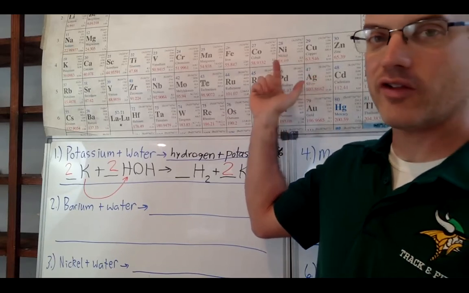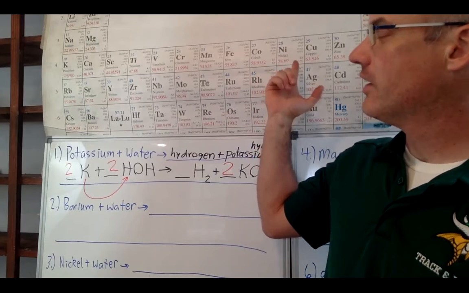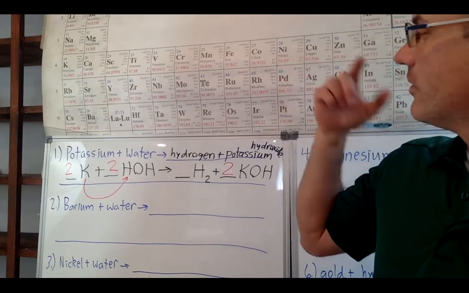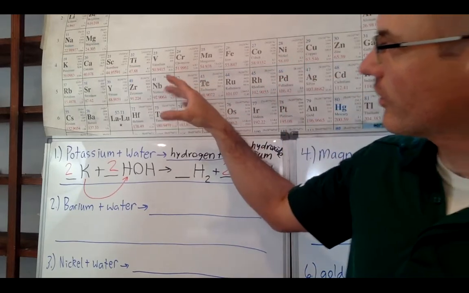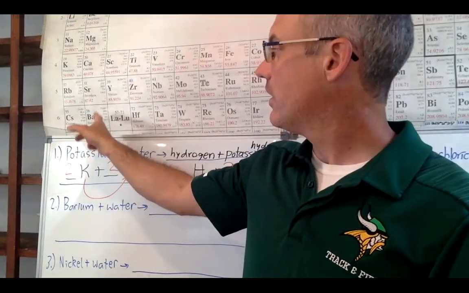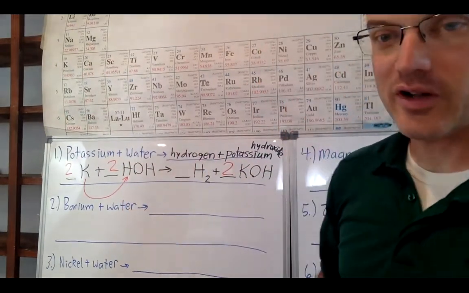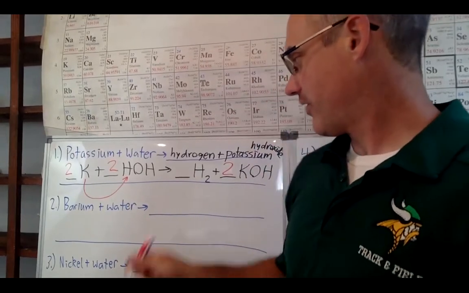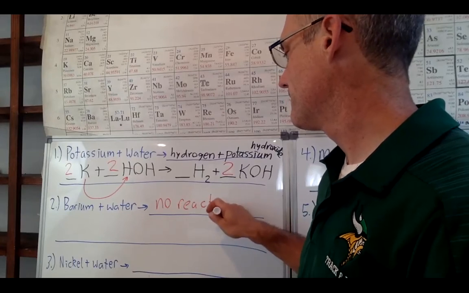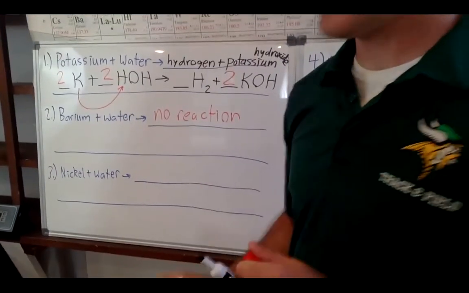If you remember the trends of the periodic table, that's a very non-reactive spot. And barium is over here. Well, there's beryllium, there's barium. Barium's quite a long ways down the table. It is in the second column, which is known for reactivity, but this is still what we call a no reaction. Okay, so that's a no reaction. And nickel and water is also a no reaction.